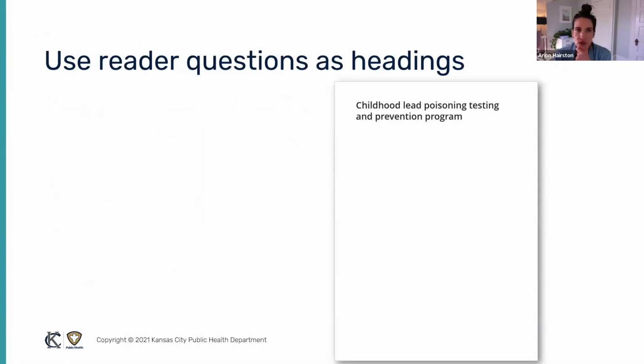Another tip here is using reader questions as headings. So let's say one day you are tasked with writing information about a new policy that allows people to bring their children for lead testing. So you're looking at this big blank page of information. So you're going to start by thinking about what are some of the questions this audience has about the program. What are some of those questions? What might people want to know? And who is the audience? So think through that. If you feel like writing some of that in the chat, I'll give you a minute.